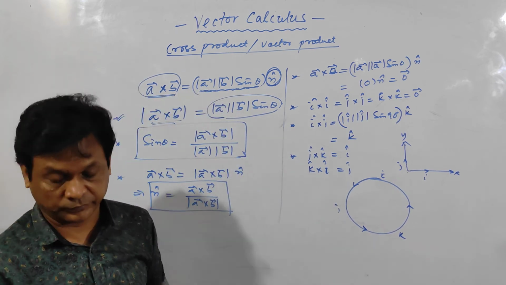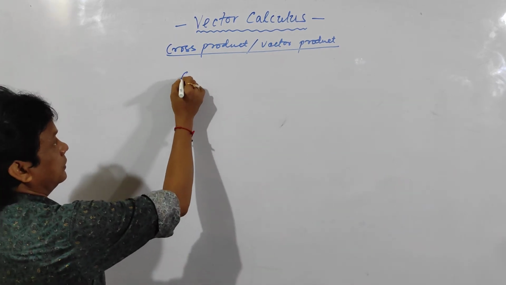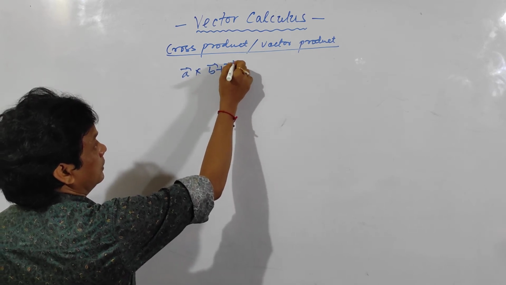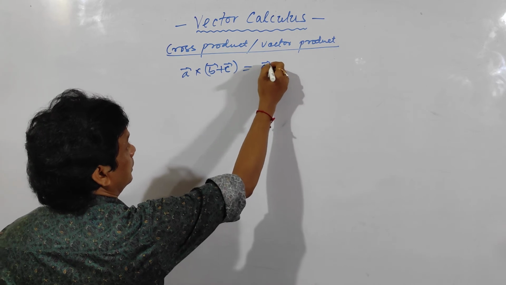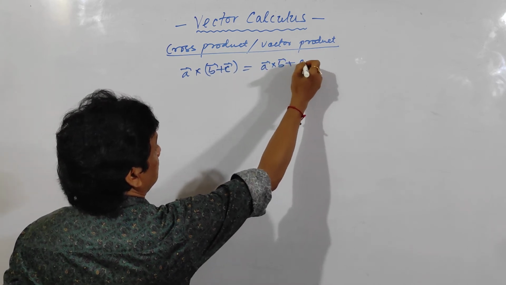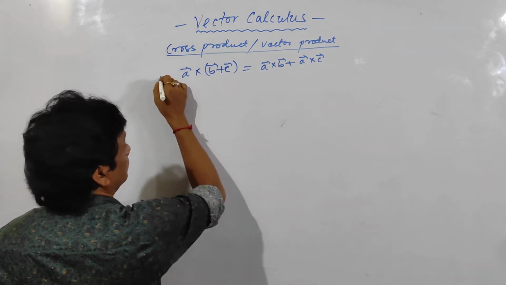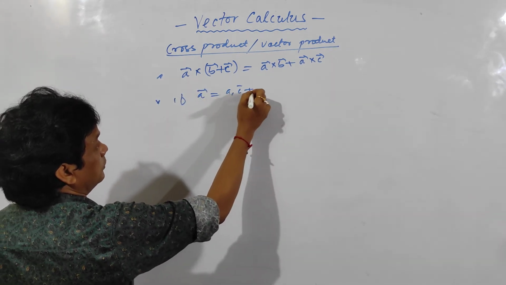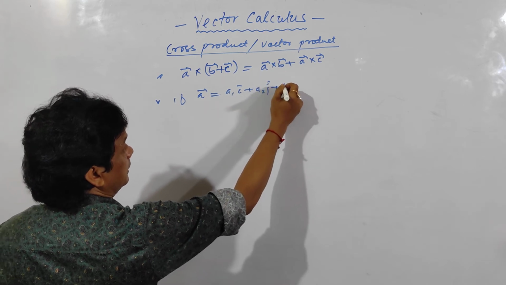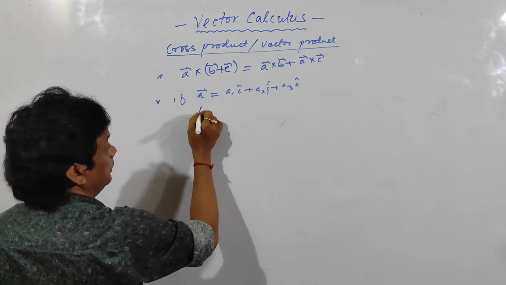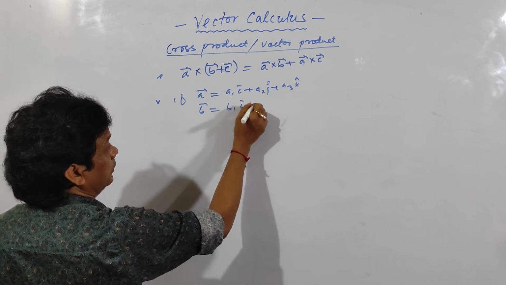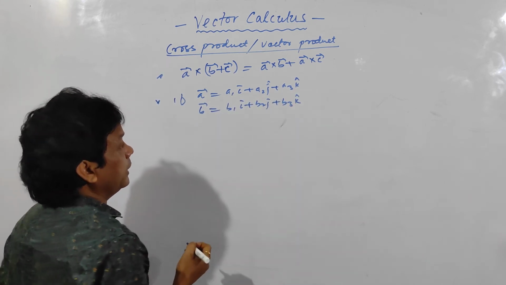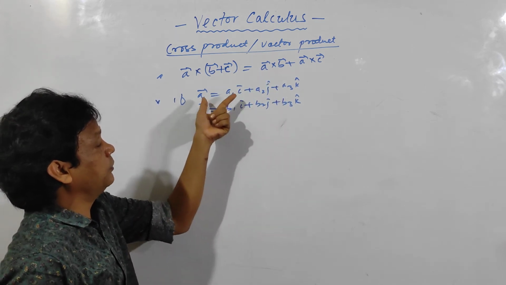Clear? Now here, see here. A cross (B plus C) opens by the distributive law: A cross B plus A cross C. So if vector A is equal to A1 i cap plus A2 j cap plus A3 k cap, and vector B is equal to B1 i cap plus B2 j cap plus B3 k cap, then you can apply the distributive law to find the value of A cross B.